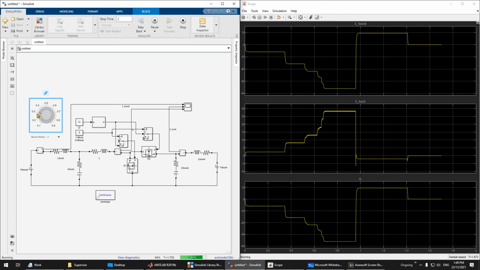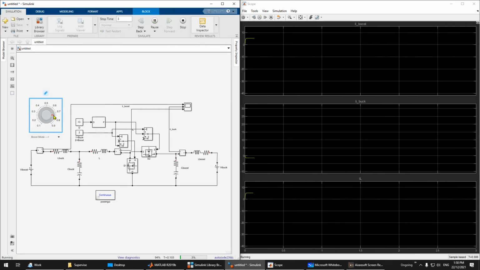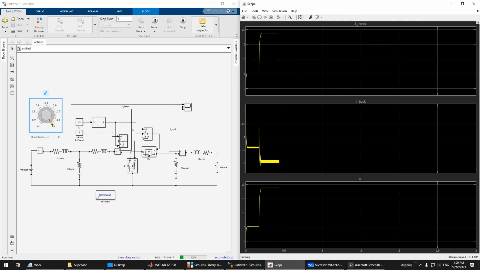Up to a certain point it cannot work anymore. So maybe 3. You can do some analysis here. You can reduce it. At a certain time it turns off, so this one cannot operate anymore.